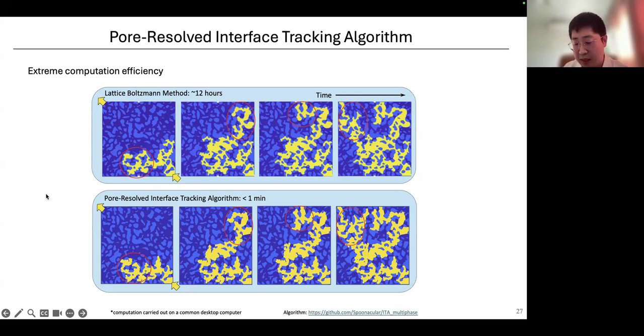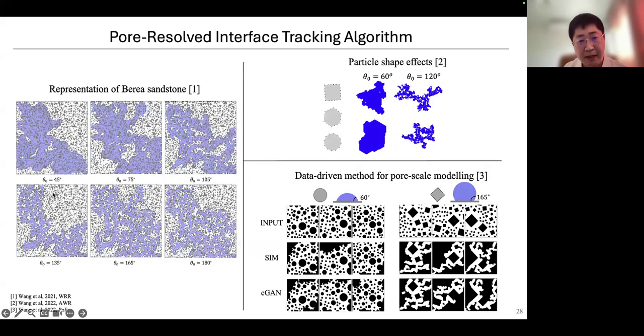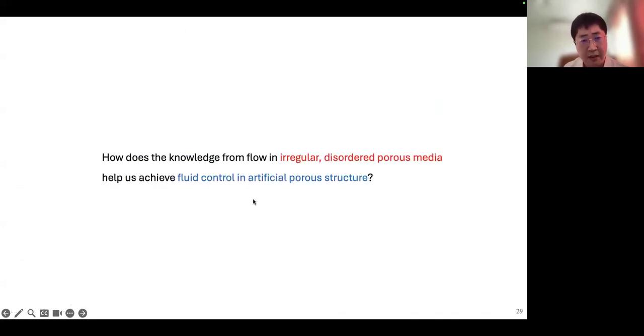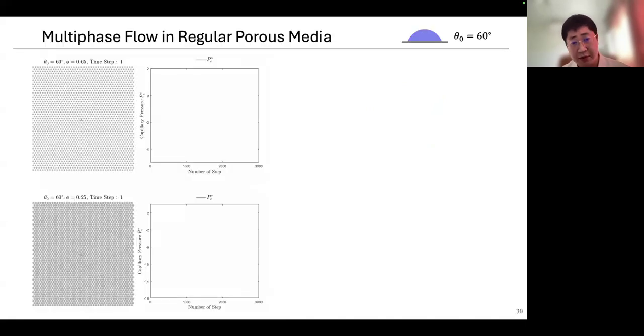This algorithm enables us to study lots of things, such as the contact angle effects in natural sandstones and particle effects. Or because it's so fast, we can generate a huge amount of data and explore the capability of data-driven machine learning methods for pore-scale modeling in porous media. So just going back, how does the knowledge of flow in irregular or disordered porous media help us to achieve flow control in artificial porous structures?